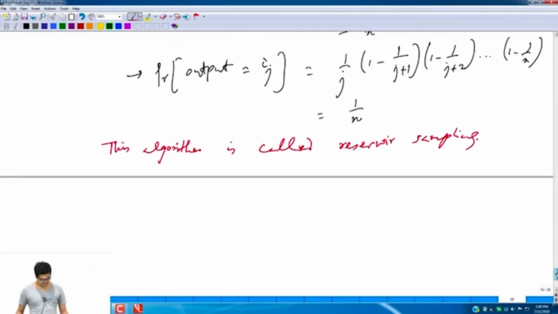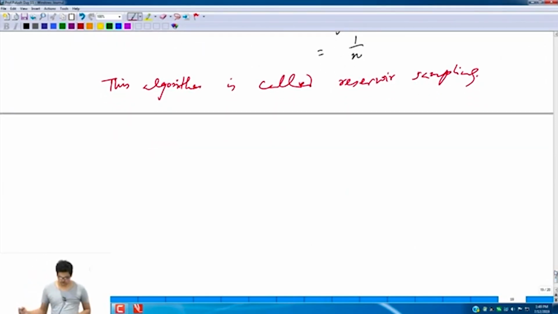So a fun exercise. This is for uniform sampling. So an exercise for you.